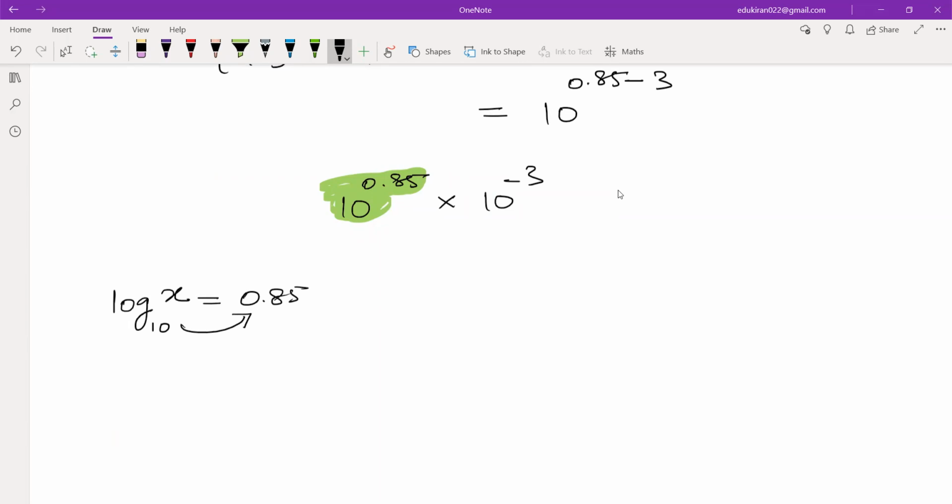What do you see? Look from 1 to 10. Log of 1, 2, 3, 4, 5, 6, 7, 8. Look at everything and then tell me, log of what is equal to 0.85? Approximately, 7 is very close. So you can write this as 7 into 10 to the power of minus 3.